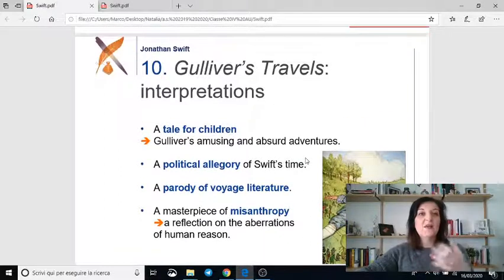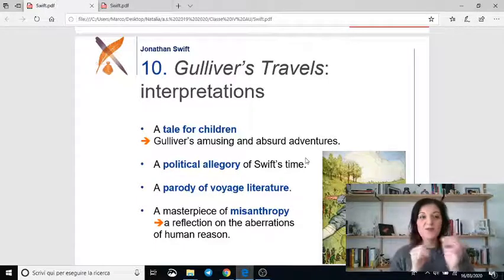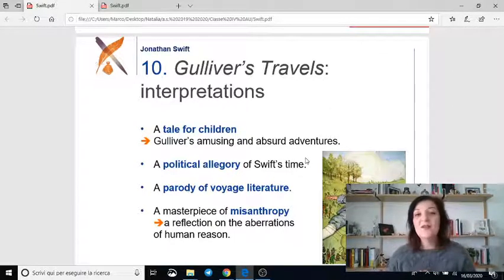Then I would like to tell you the last important thing about Gulliver's Travels, that are the possible levels of interpretation. It is considered a tale for children, okay? In fact, his adventures are usually told as fairy tales to children, okay? Because his adventures are absurd, are amusing, so try to think of this giant in the land of the Lilliputians, of this tiny man in the land of the giant.